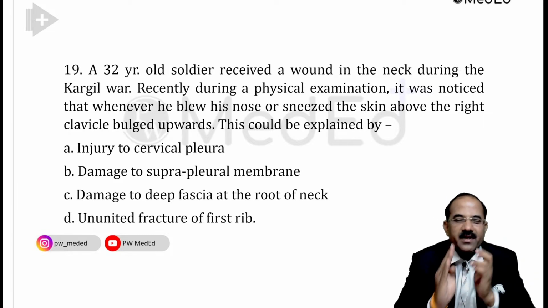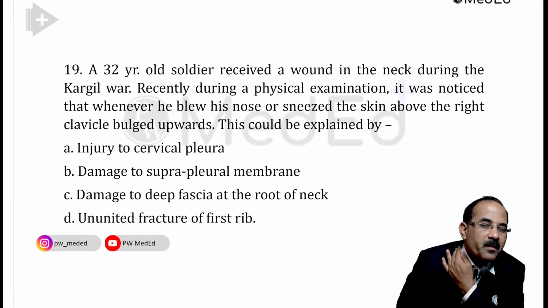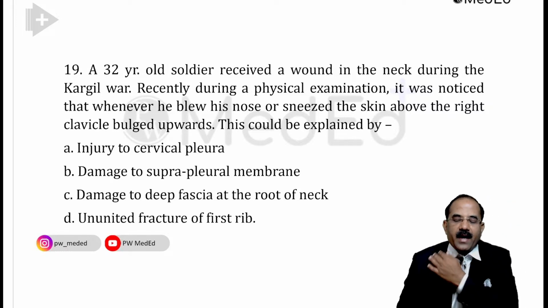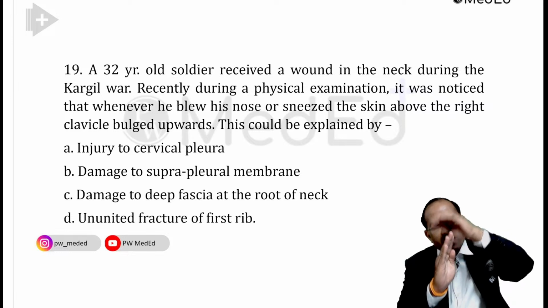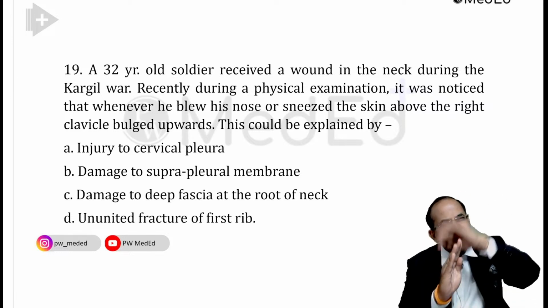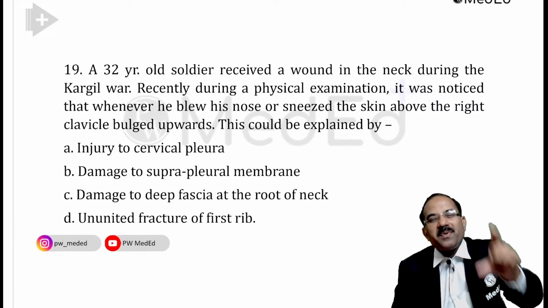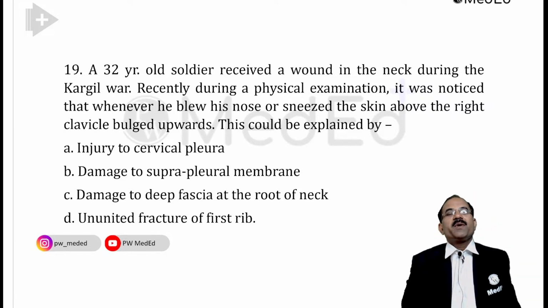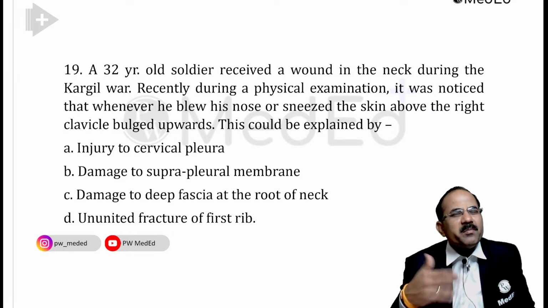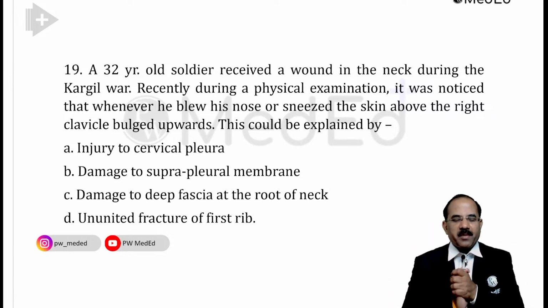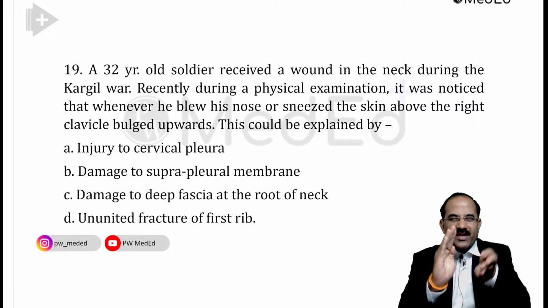Now, this apex of the lung comes at the root of the neck. And this apex of the lung is covered by a fascia. It is covered by a membrane. What is that membrane known as? The suprapleural membrane. So what is this suprapleural membrane? It covers the apex of the lung.